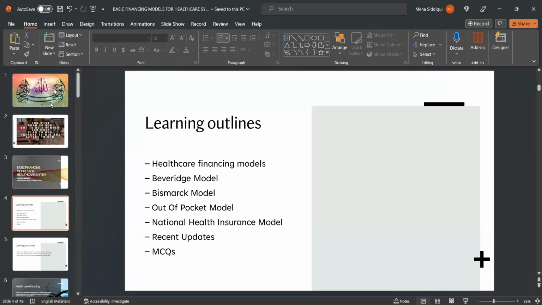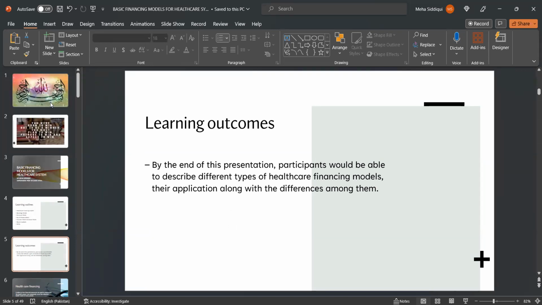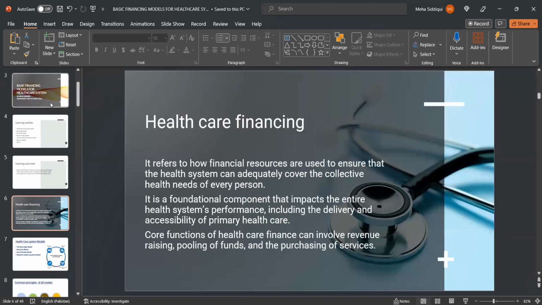Learning outlines: healthcare financing models, Beveridge model, Bismarck model, out-of-pocket model, national health insurance model, and recent updates, with MCQs at the end. Learning outcomes: by the end of this presentation, participants would be able to describe different types of healthcare financing models, their application, along with the differences among them.